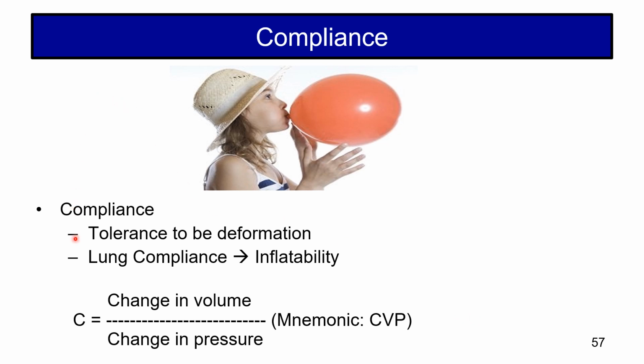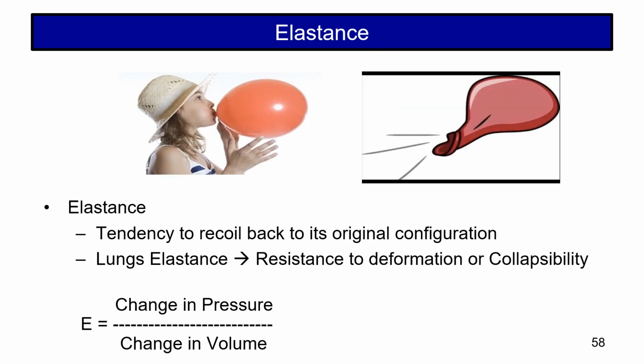Compliance is the tolerance to deformation. And when we talk about lung compliance, it is the inflatability of the lungs. Compliance is computed as a change in volume over the change in pressure. The mnemonic is CVP. Compliance is computed as a change in volume over a change in pressure.